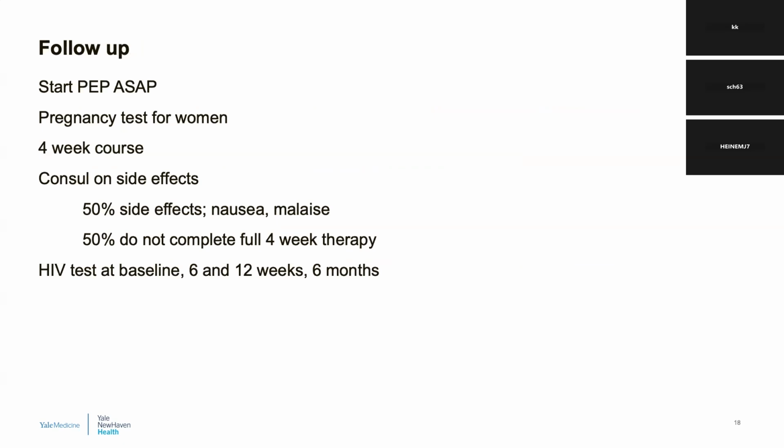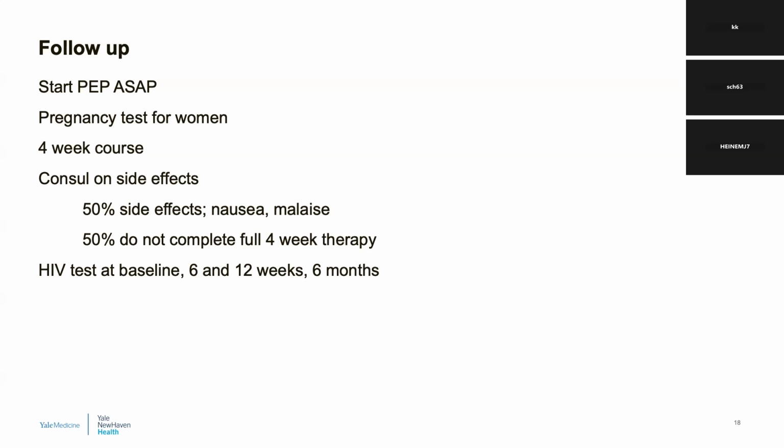What do you do? You should start post-exposure prophylaxis ASAP. We get pregnancy tests for women. The reason is dolutegravir can lead to neural tube deficits, and so it guides what treatment we decide to do for HIV. We do a 4-week, 28-day course, and we counsel, about half of people have pretty substantial GI side effects, so nausea, GI distress, and 50% do not complete the full 4-week therapy.